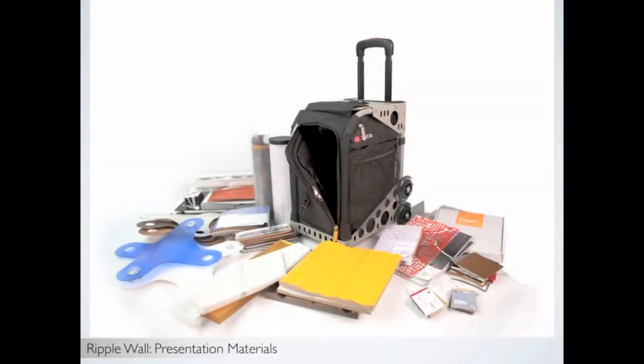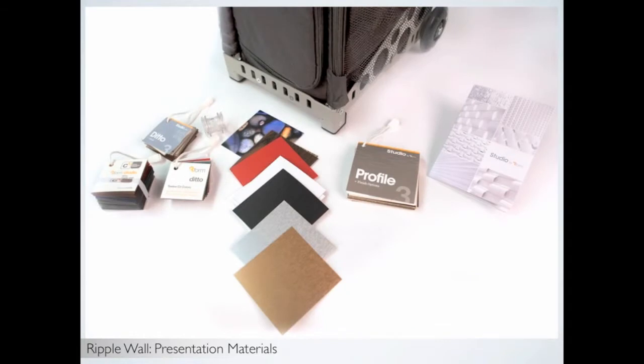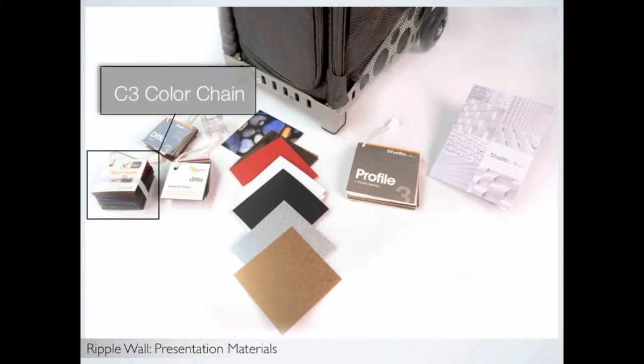There are a number of materials that you should use to conduct an effective presentation on studio products. Right now we'll focus on the materials you should have to present on a Ripple Wall. You need the C3 color chain. This will be helpful to have on hand for support.